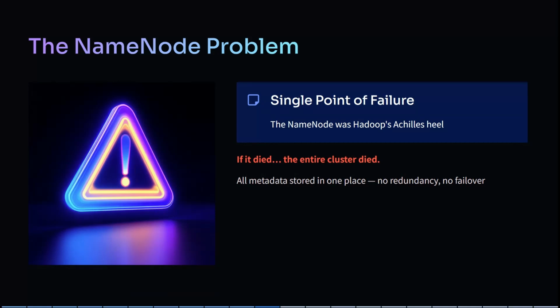But Hadoop wasn't perfect. The NameNode, which stores all the metadata, was a single point of failure. If it went down, the whole cluster went down. This was a major reliability issue.